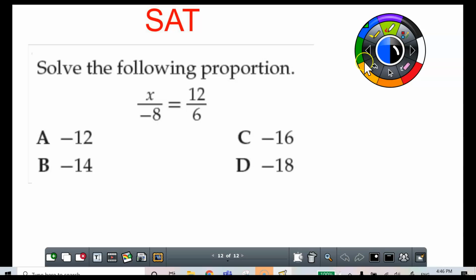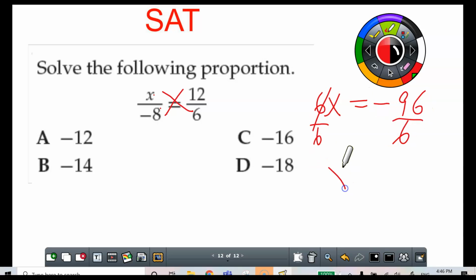Last one, solve this proportion equation, right? So you know if you have a proportional equation, you just need to cross multiply. Okay. So x times 6 is 6x. -8 times 12 is -96. And finally, divide by 6. So I have x equals -1/6. Okay.